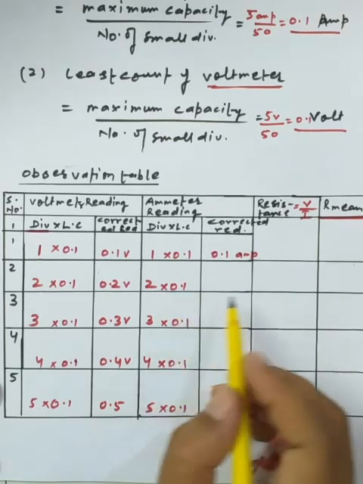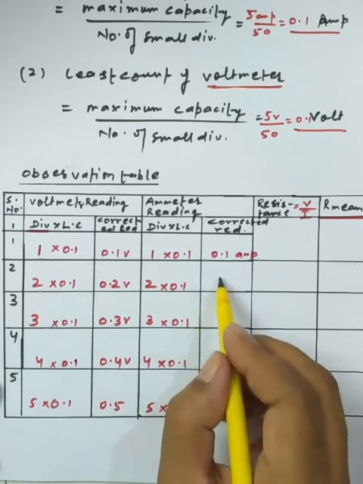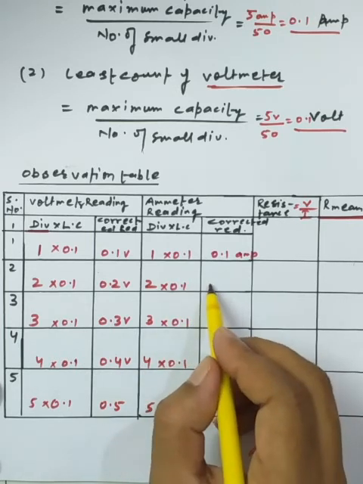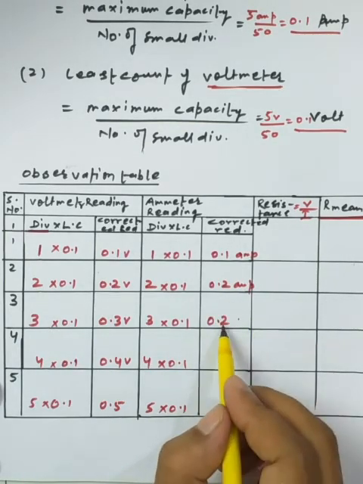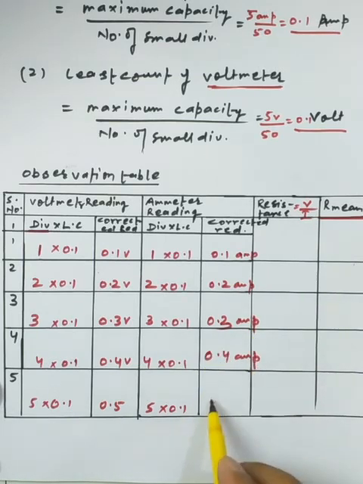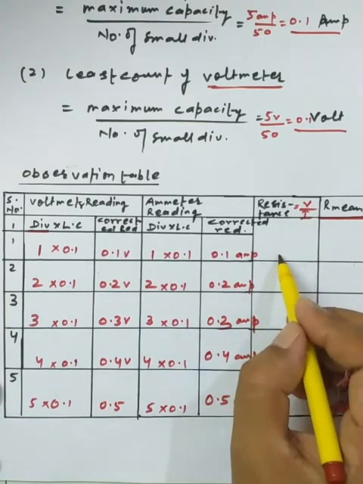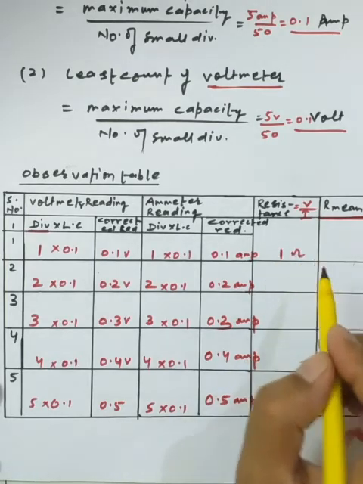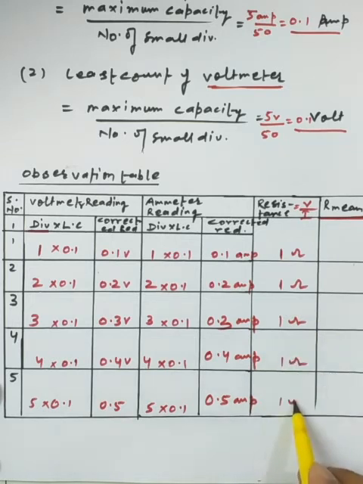Now these are the readings which I have assumed. What is the basic reason that I am making the continuous observation? 0.2 ampere, dear students, sorry, 0.3 ampere we have. 0.4 ampere we have, and similarly we get 0.5 ampere. As I calculate the resistance here, I simply get 1 ohm. Here I am getting the standard value, that is 1 ohm, 1 ohm, and 1 ohm again.